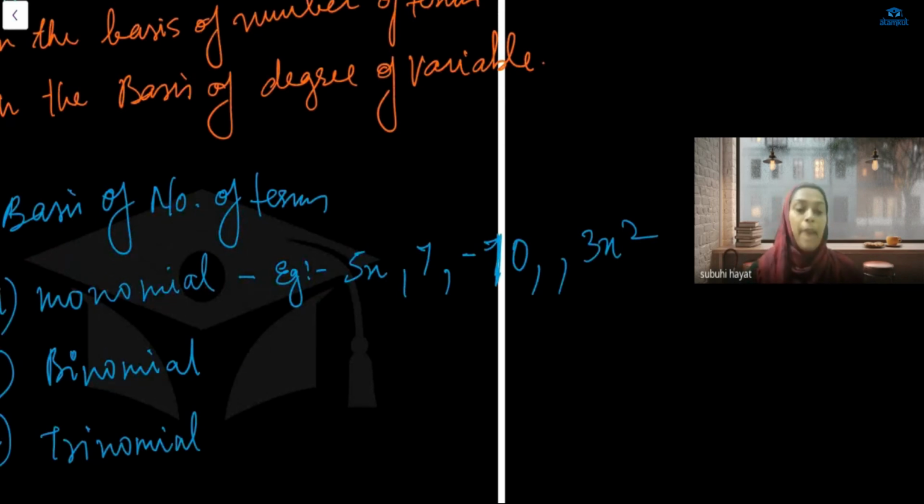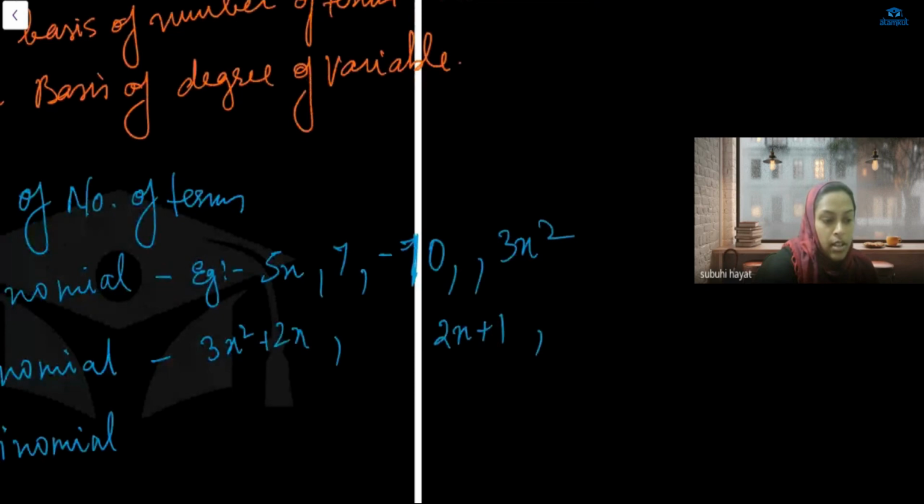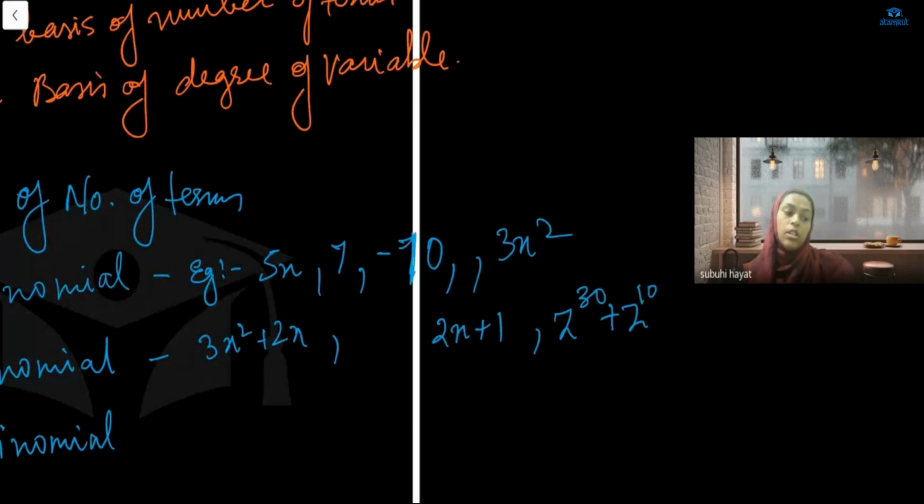Now what is a binomial? Binomial means two. Two terms are there in a binomial. Any two terms can be there: 3x square plus 2x, 2x plus 1, or any other way, like z to the power 30 plus z to the power 10. Since two terms are there, it is a binomial polynomial.